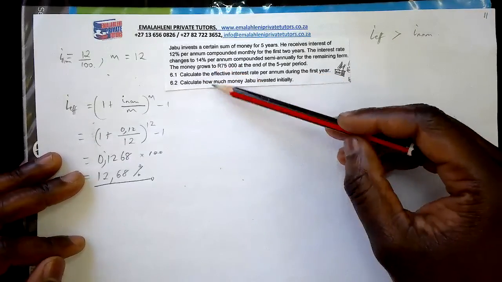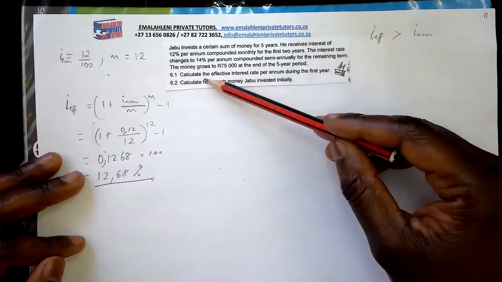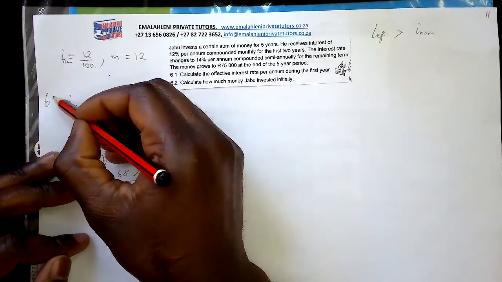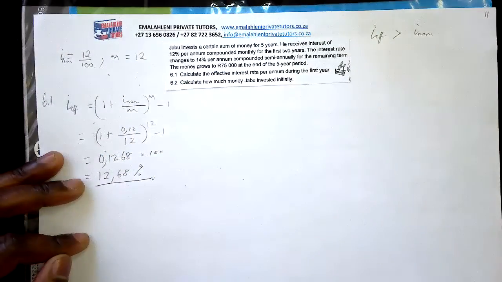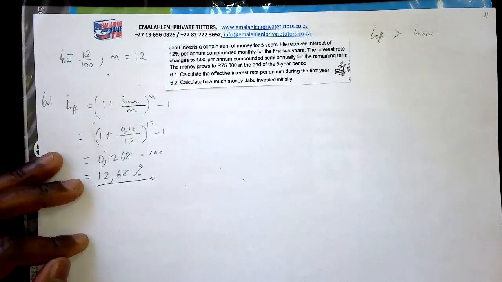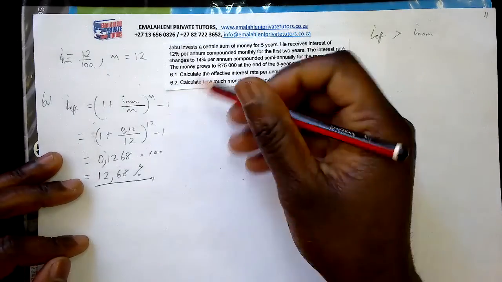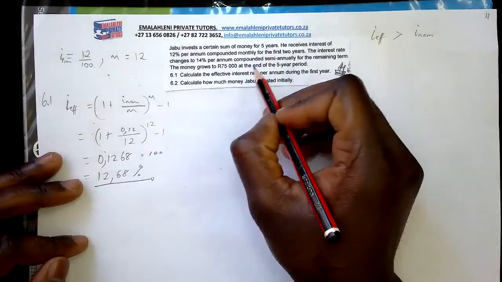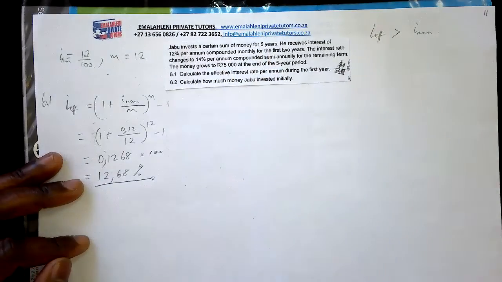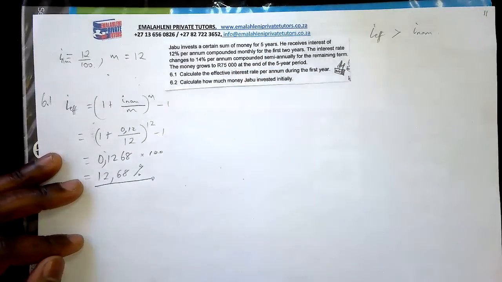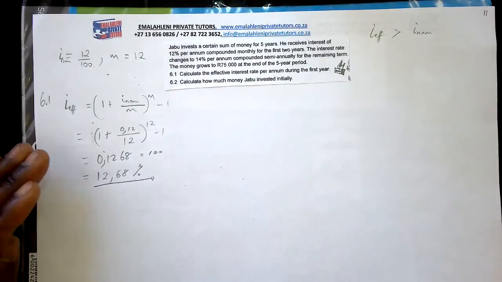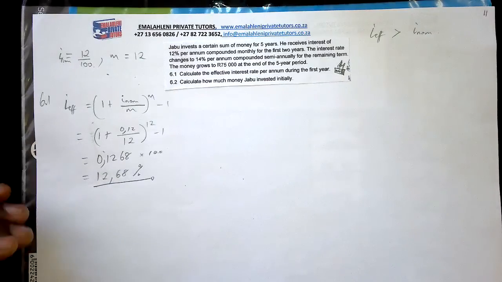Let's move on. What are they asking? 6.1, we are done. Now calculate how much we invested initially. We know this money has accumulated to 75,000. We only have I effective for the first 2 years. What are we going to do now?